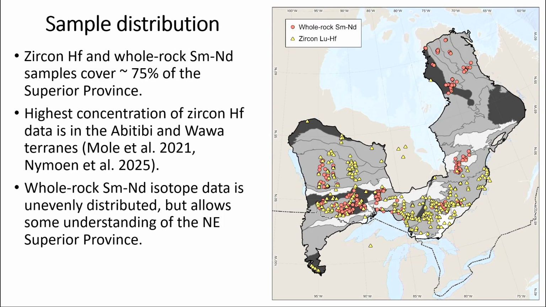So this is the sample distribution. The zircon hafnium and whole rock neodymium samples cover about 75% of the Superior Province. The whole rock neodymium data is unevenly distributed, making it just a comparison to the zircon hafnium data that we have. And the highest concentration of data is in the Abitibi, courtesy of David Mole and Christine Nguyen.